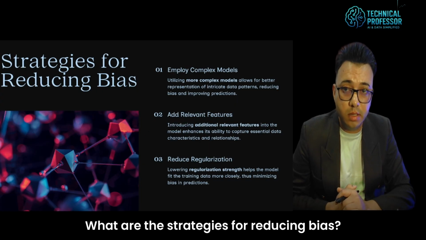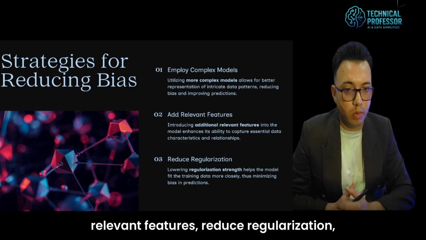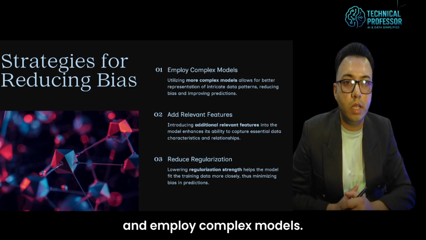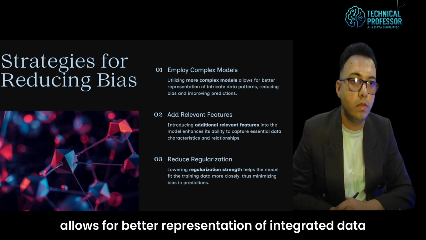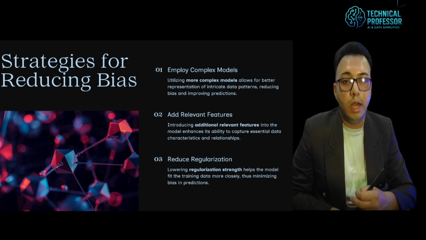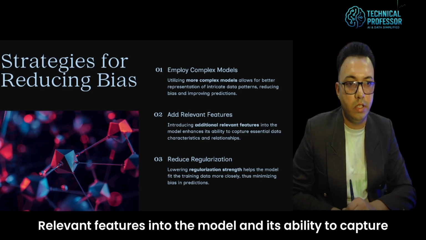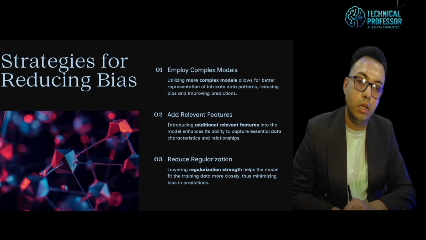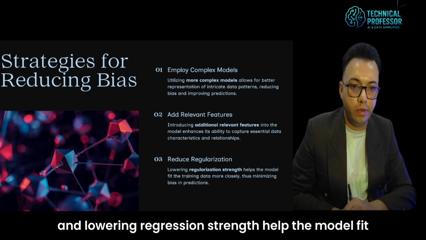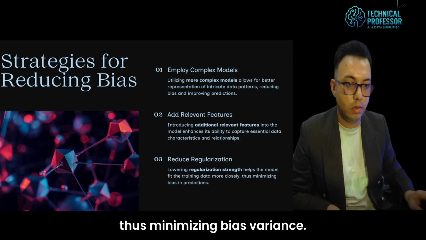What are the strategies for reducing bias? First one is employ complex models, add relevant features, reduce regularization. In employing complex models, utilizing a more complex model allows for better representation of intricate data patterns, reducing bias and improving predictions. And relevant features: introducing additional relevant features into a model enhances its ability to capture essential data characteristics and relationships. And lowering regularization strength helps the model fit the training data more, thus minimizing bias.